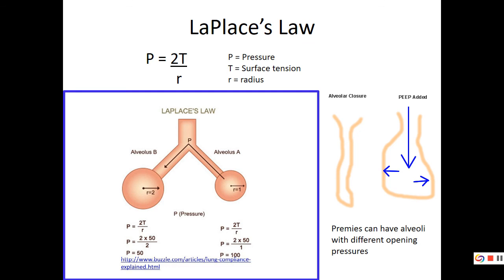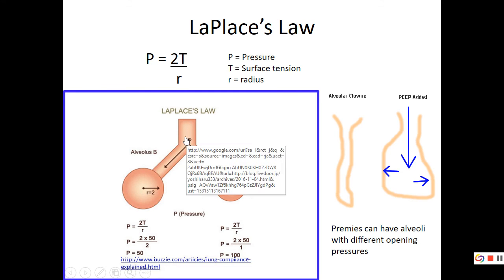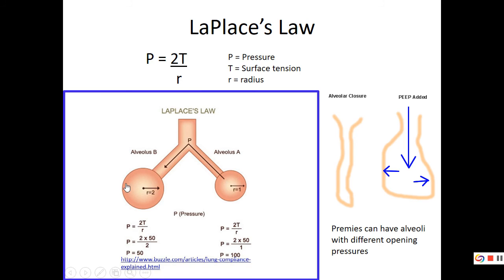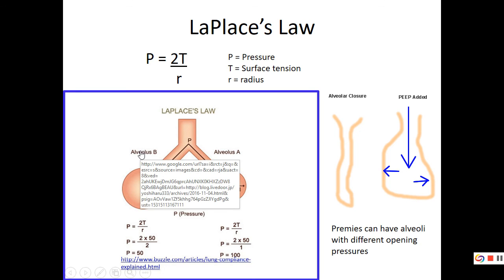This is why. So if you look at this cartoon of this alveolus, here's an airway that splits. Here's an alveolus with a larger radius and a smaller radius. So air is going to take the path of least resistance. So if it had a choice of going to one of these two alveoli, it would go to this one with a bigger radius. And it has to do with this law. Pressure to open the alveolus is equal to 2 times the surface tension over the radius.